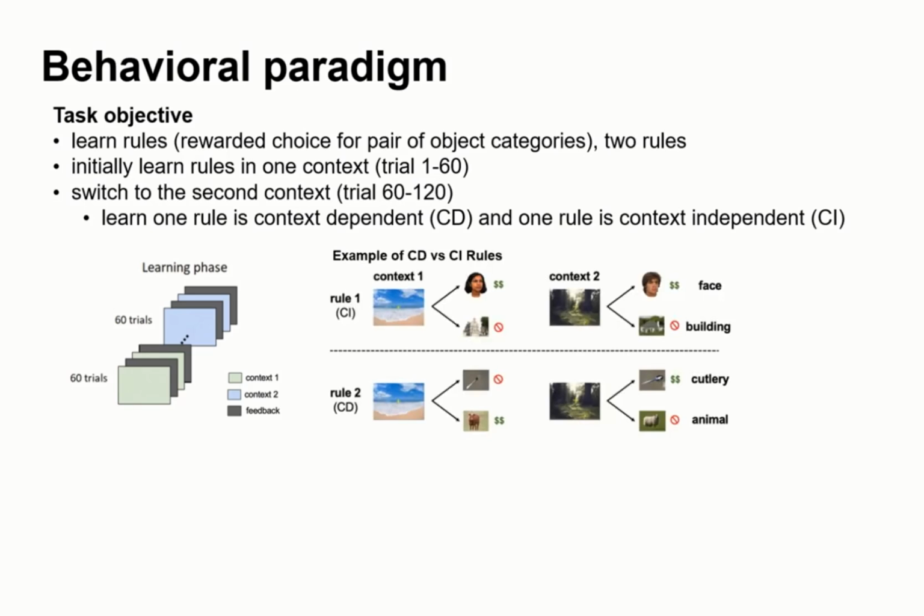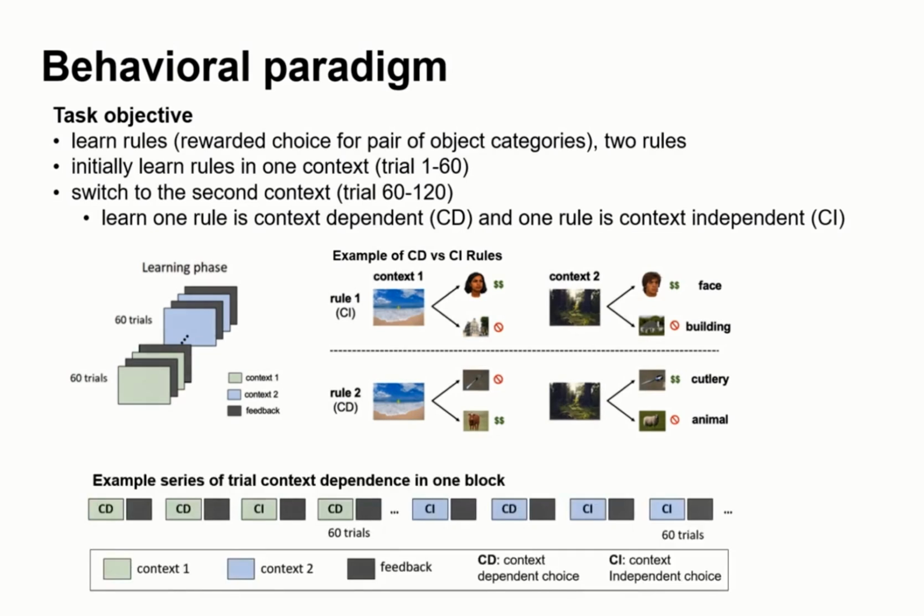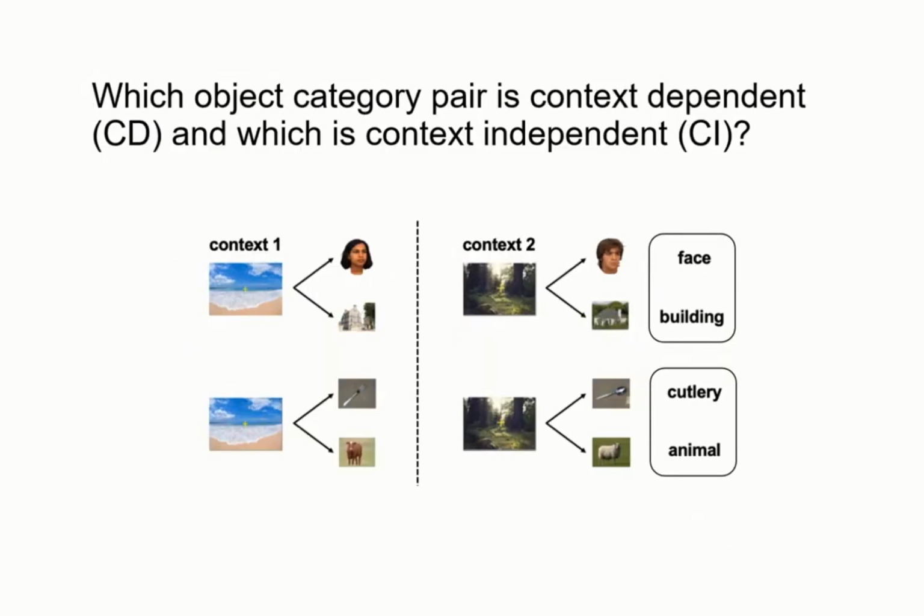A choice must be made between building or face, and cutlery or animal, to receive a reward, and the two contexts are beach and forest. Their order is randomized for each block. The pairs of objects are presented in randomized order throughout each context. So for this example pair, we can learn from the feedback the context dependence of the face building rule and the context dependence of the cutlery animal rule.